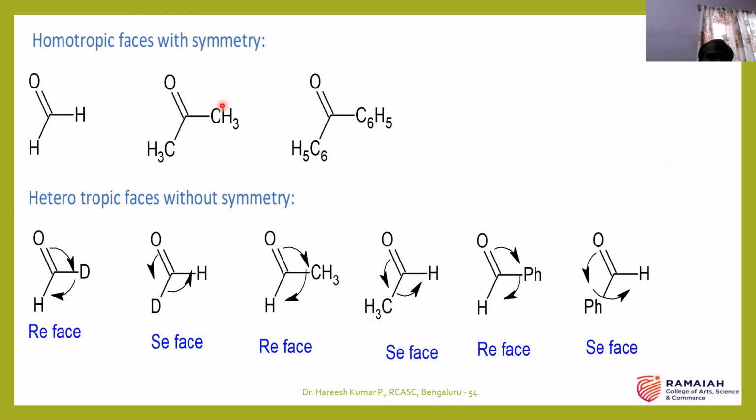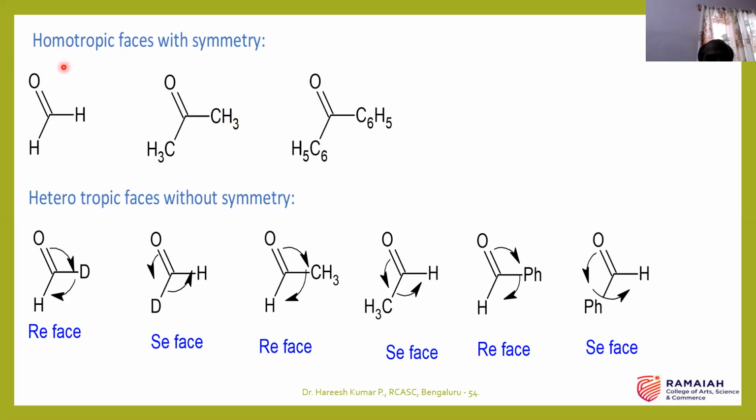So here, one more terminology I will use. What is that? Homotopic and heterotopic. How do you find that? Homotopic means you can observe that two groups are identical. So you can easily find out, and these are identical. And also you know about a plane of symmetry. If there is a plane of symmetry like this, of course this moiety will have a plane of symmetry. That is the reason I have given the heading homotopic phases with symmetry. So there is a plane of symmetry. Here also you can observe that there is a plane of symmetry. Here also you can observe that there is a plane of symmetry.